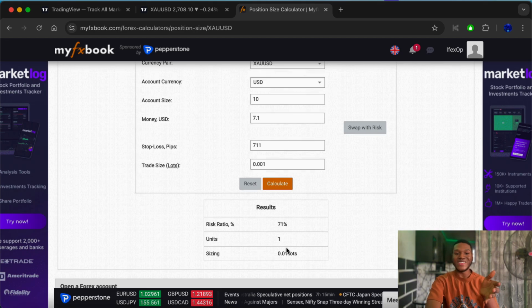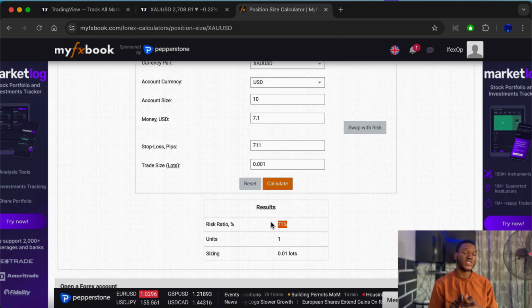You see guys, it's still the same thing, 0.01. So literally risking 70% of your account, which it says here, for just one trade is very, very stupid. And that's why you cannot trade pairs like gold on a small account, because it's going to eat you up, because you're not going to have any form of risk management whenever trading pairs like this.